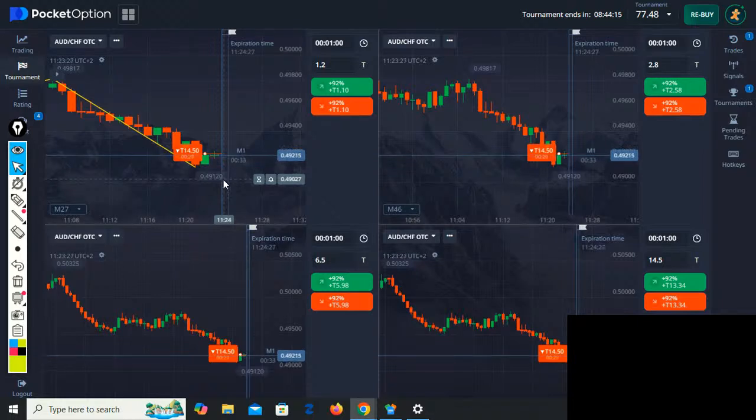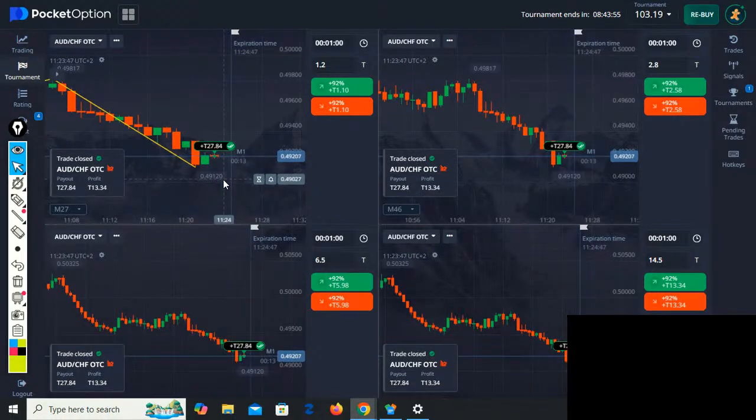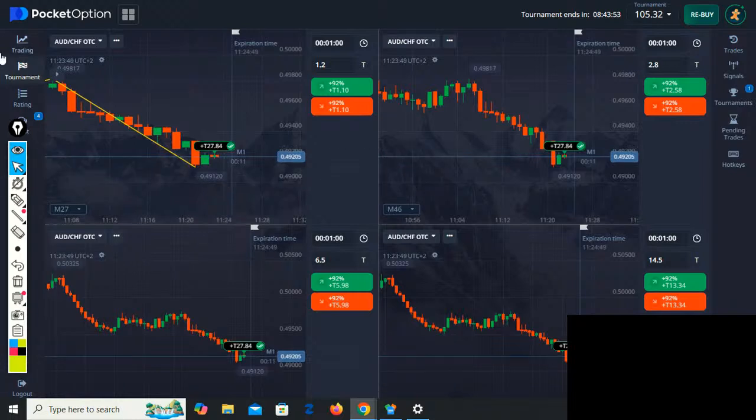Always also try to change pairs whenever you have 2 or 3 cycles done. Change the currency pair. Let me see if this is gonna be a win. Don't think so. Okay, so we made $5.32.